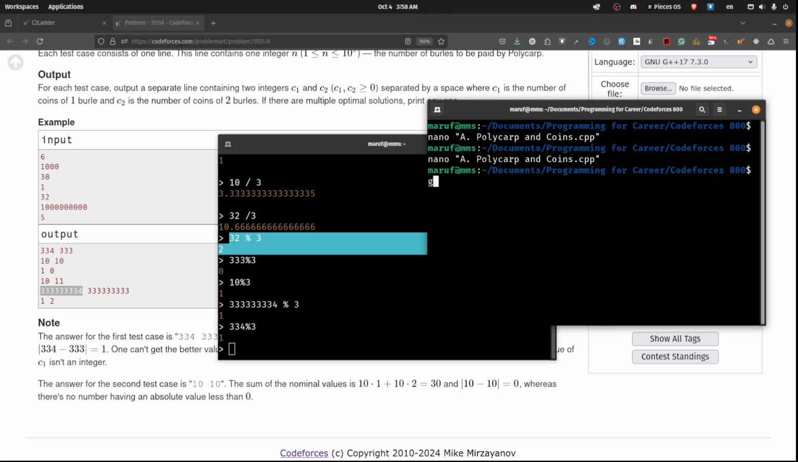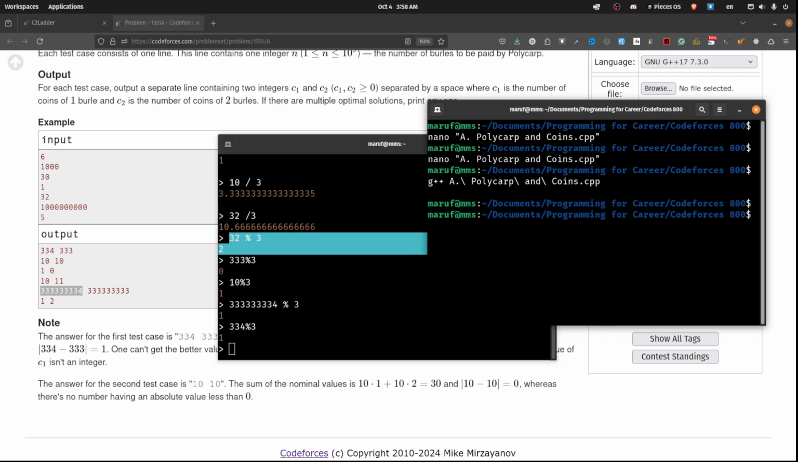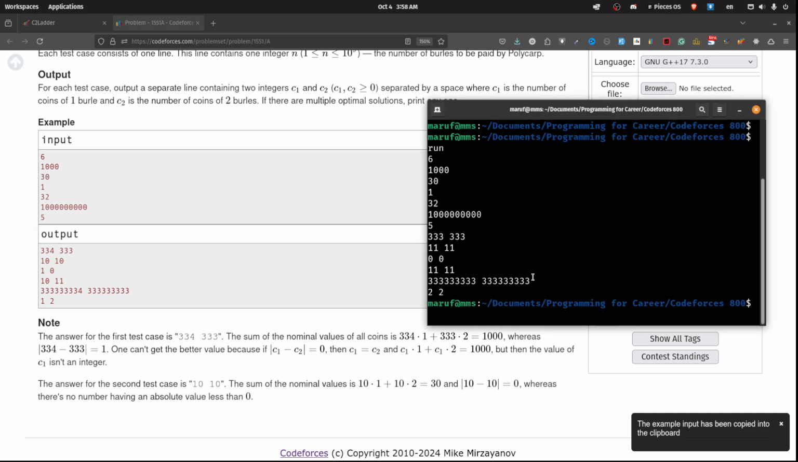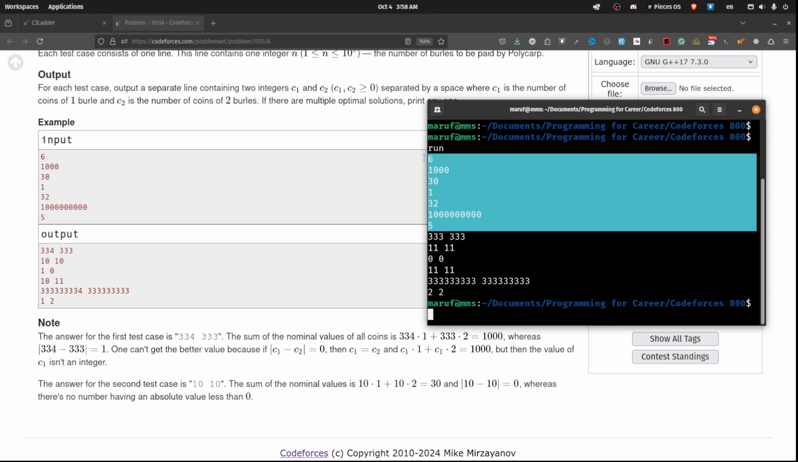Fine. So let's run it. g++ a. Okay, run, copy. So what answers do I get? 1031. Okay, those are the input and those are the output. So here I get 33, 11, 00. None of these answers are correct.